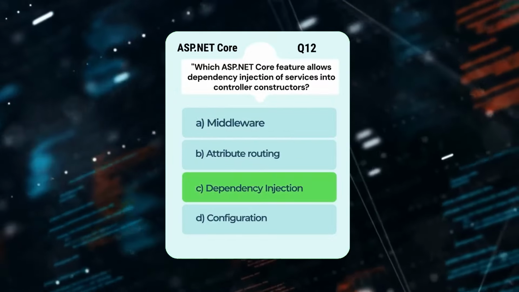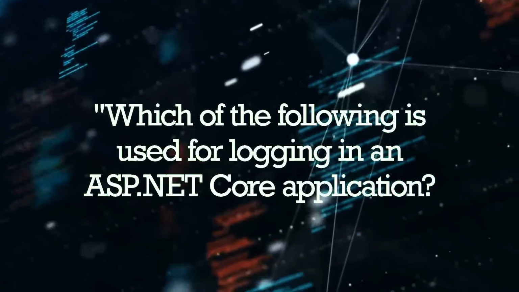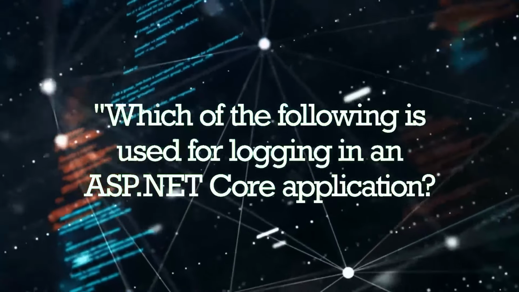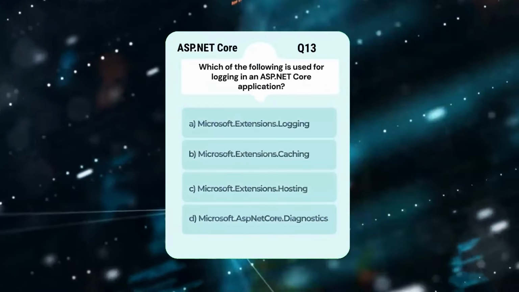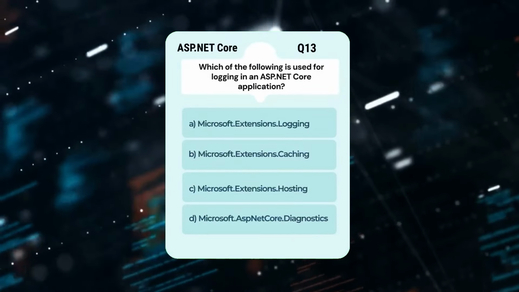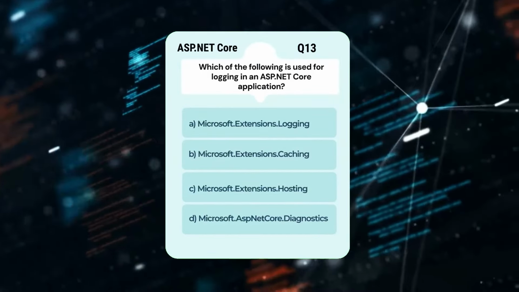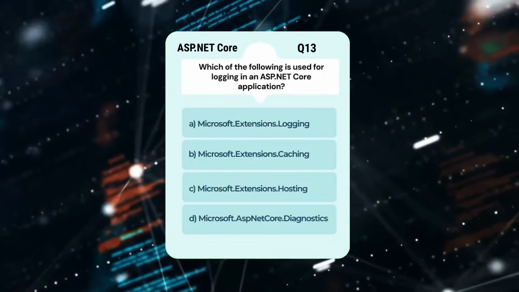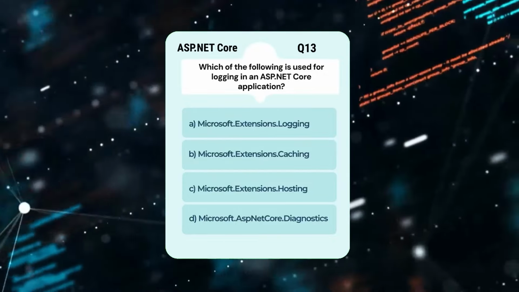Answer: C. Which of the following is used for logging in an ASP.NET Core application? Options: A. Microsoft.Extensions.Logging B. Microsoft.Extensions.Caching C. Microsoft.Extensions.Hosting D. Microsoft.AspNetCore.Diagnostics.